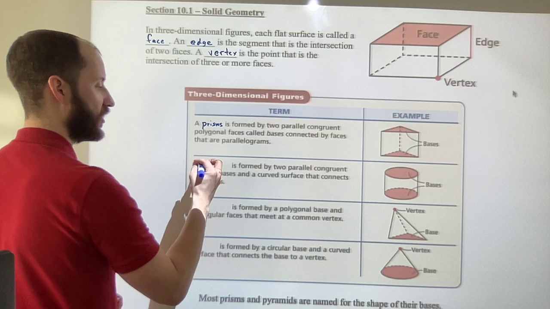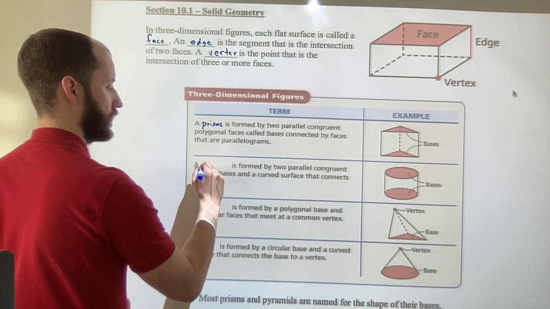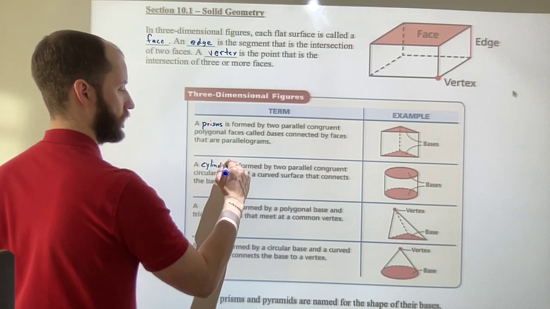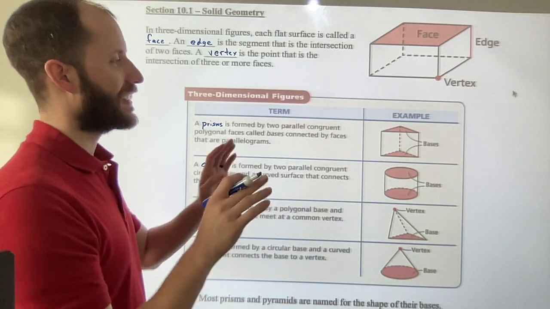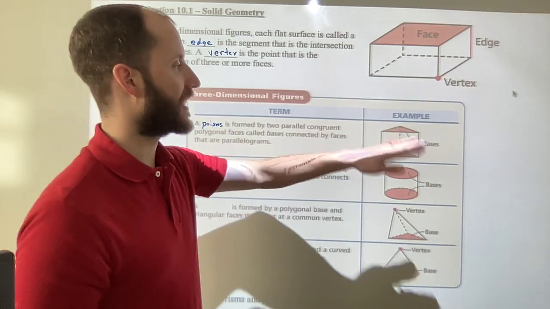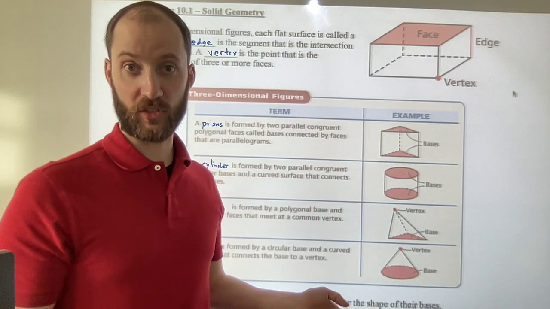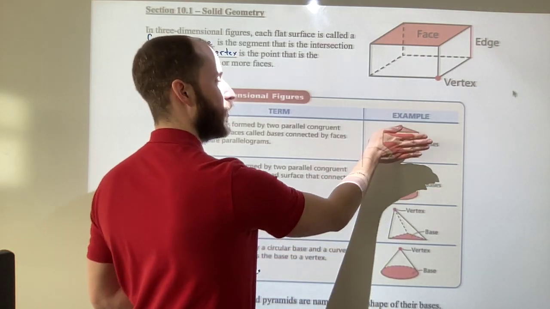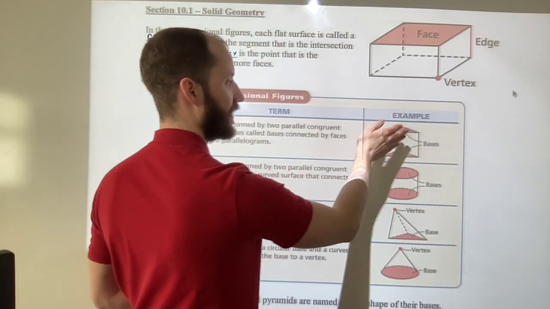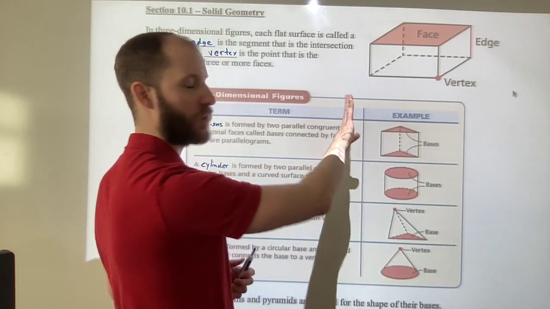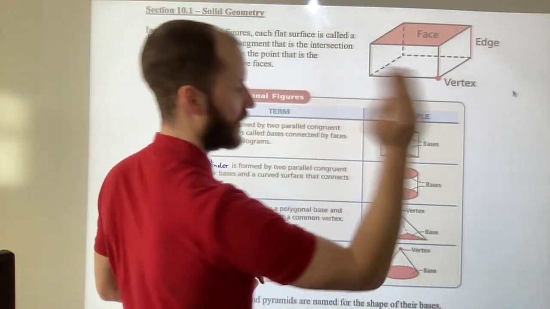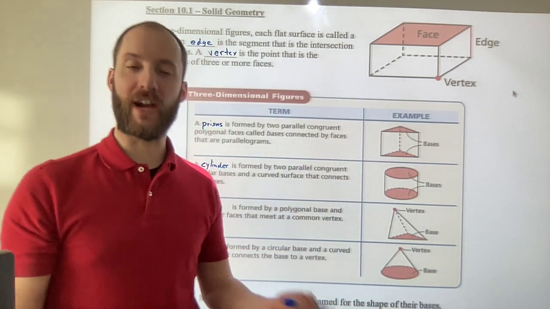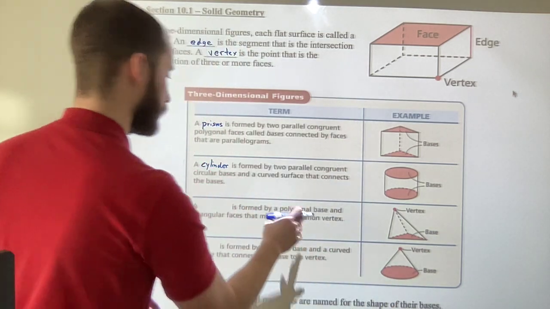We have cylinders. So just take prisms, make the top and bottom circles. Now you have cylinders. All the vertical faces that connect the bases just become one wrapped rectangle, or parallelogram if it's not the right cylinder.